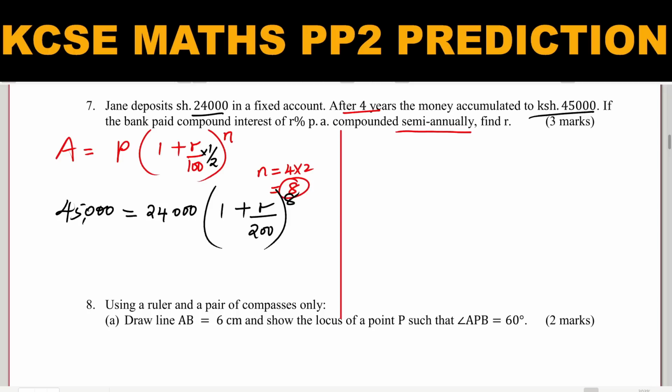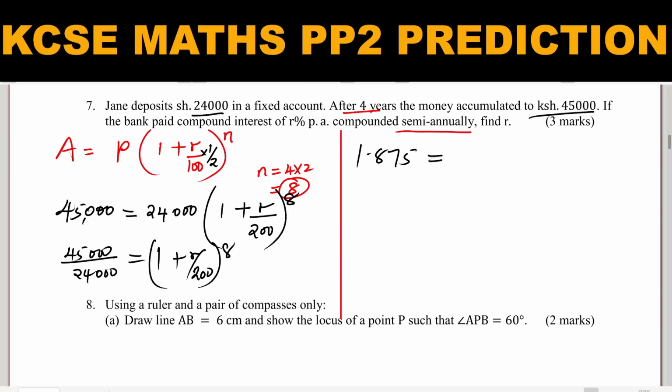So once you've done that, because you want to get R, you simply make R the subject, because that is what you're looking for. So start by dividing both sides by 24,000. So get 45,000, divide both sides by 24,000, like that. I will remain with 1 plus R over 200 raised to power 8. So 45,000 divided by 24,000, that will give 1.875.